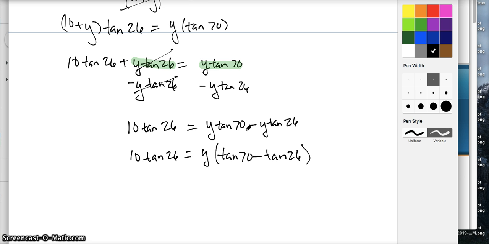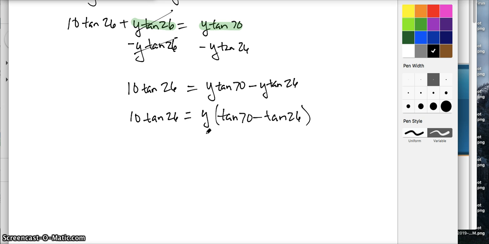So all I have to do is go to Desmos or whatever calculator I'm using, plug the information in, and I'll be able to get the answer. So just stay with me. A few more moments. Now I'm going to divide both sides by this thing here, tangent 70 minus tangent 26.